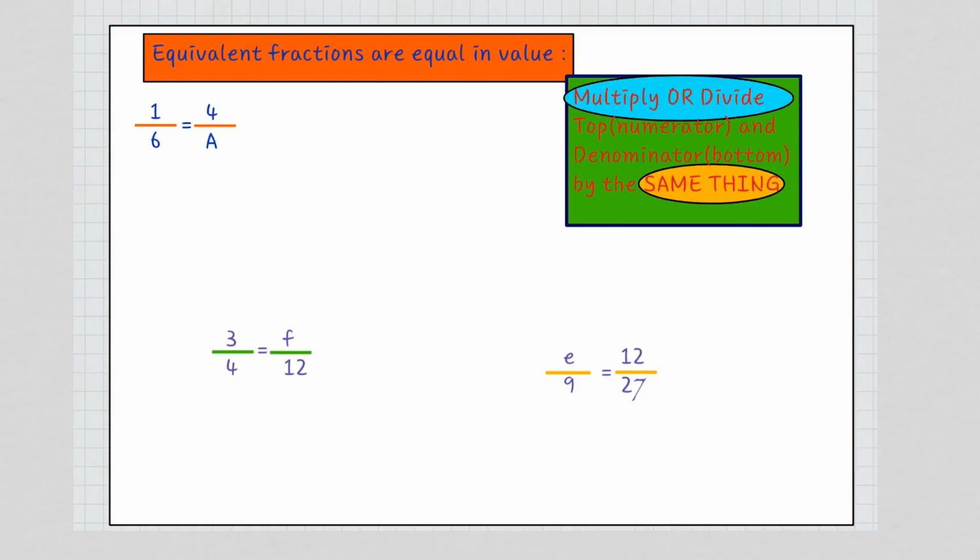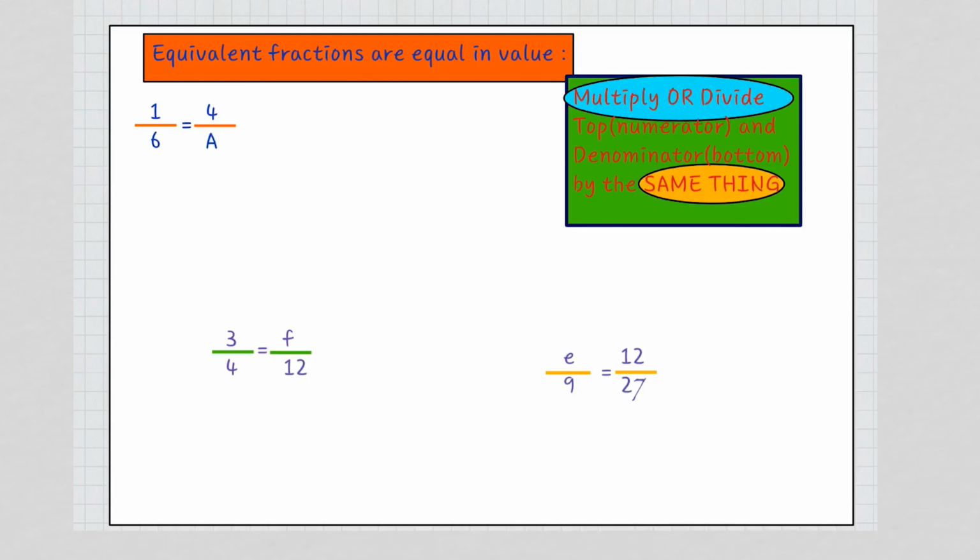Now the next one is equivalent fractions. Equivalent fractions are fractions that are equal in value. To find an equivalent fraction, we multiply or divide the numerator, the top part, and the denominator by the same thing. We're going to multiply or divide the top and denominator by the same thing.